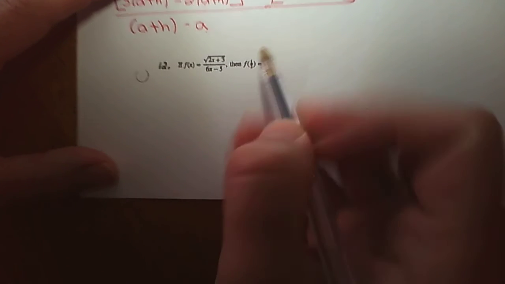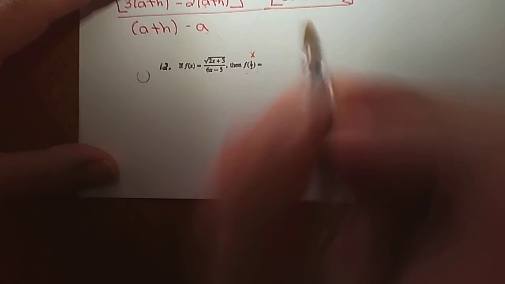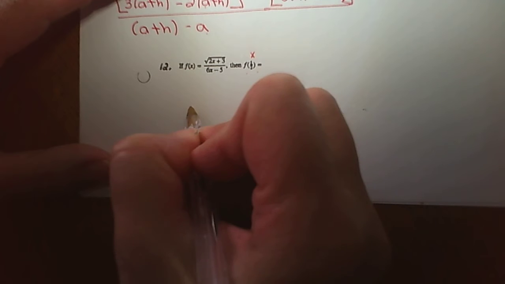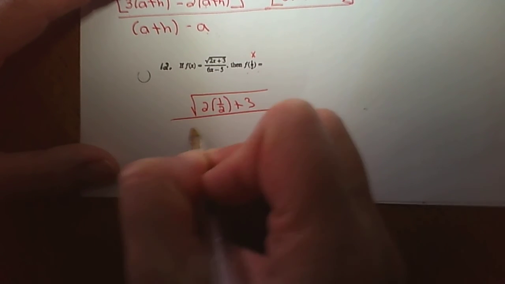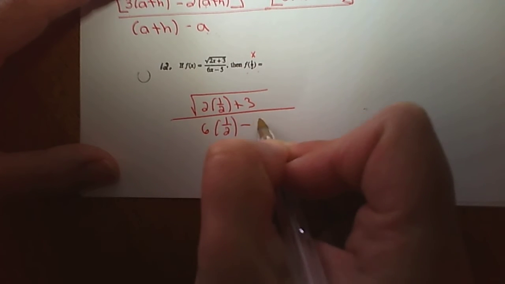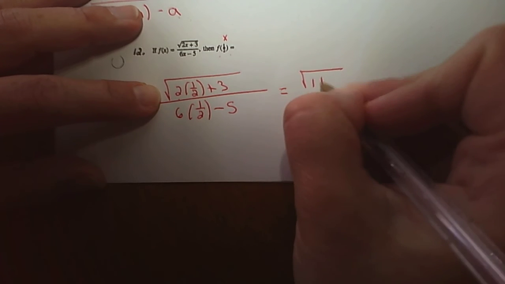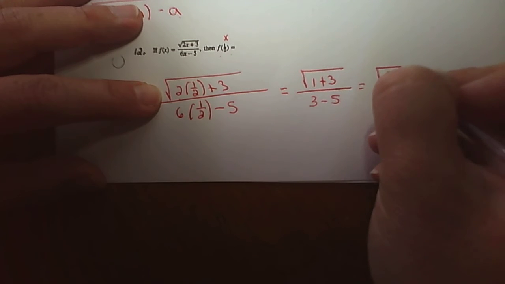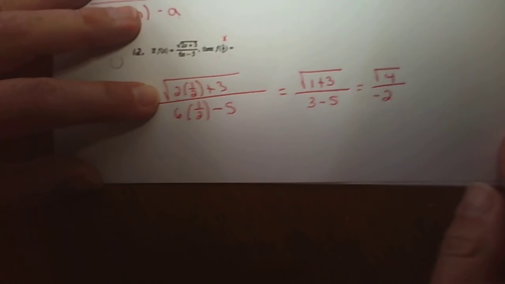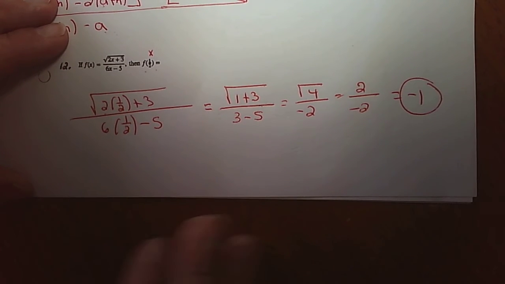All right. Next one here, number 12. We have this crazy equation, and it says f at 1/2. Now remember, whatever's in the parentheses is x. So all I'm going to do here is every time I see an x, I'm going to plug in 1/2. Right? So 2 times 1/2 is 1, so it becomes 1 plus 3. 3 minus 5. So that's radical 4 over negative 2, which makes 2 over negative 2. So I'm getting negative 1 for that answer.